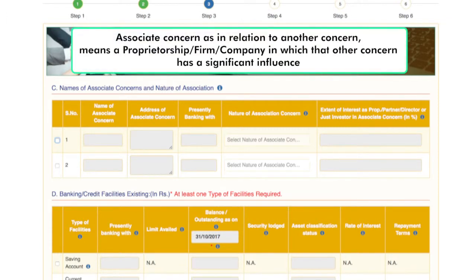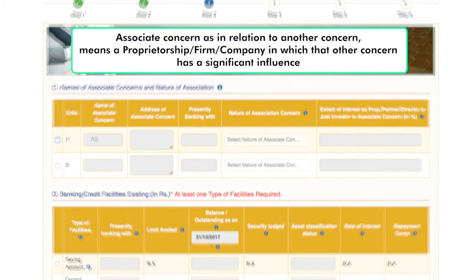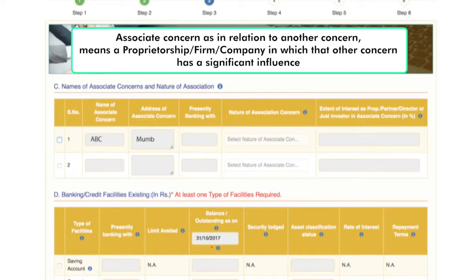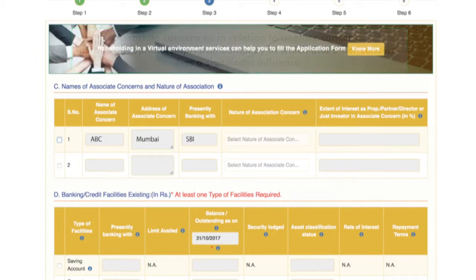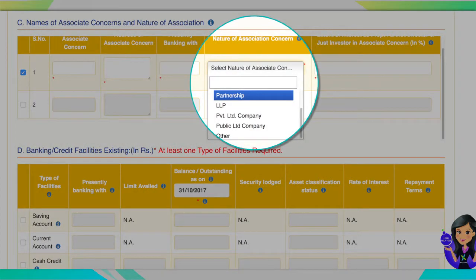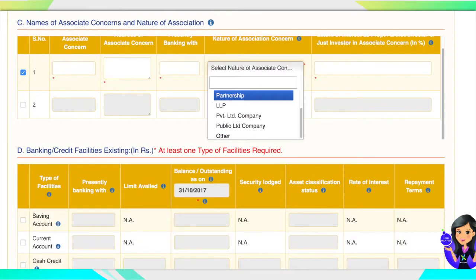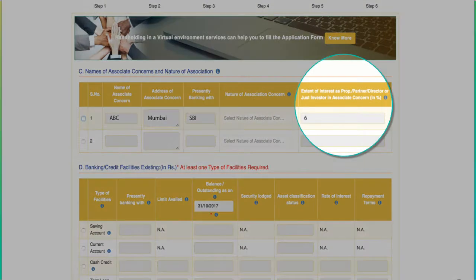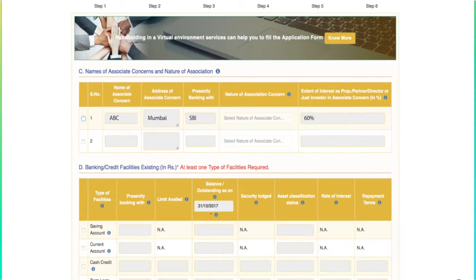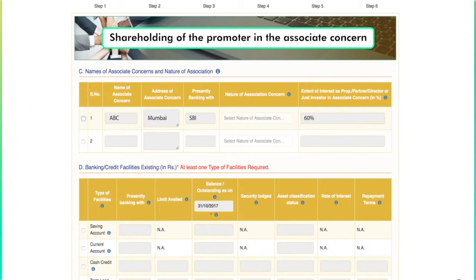Associate concern, as in relation to another concern, means a proprietorship, firm, company, in which that other concern has a significant influence. And then we come to nature of associate concern. The applicant can choose from over 6 options. Extent of interest in associate concern. The applicant needs to fill in details of the involvement with the associate concern. For example, shareholding of the promoter in the associate concern.